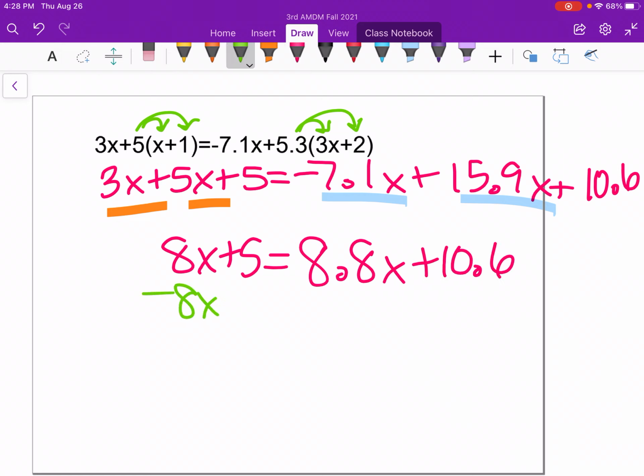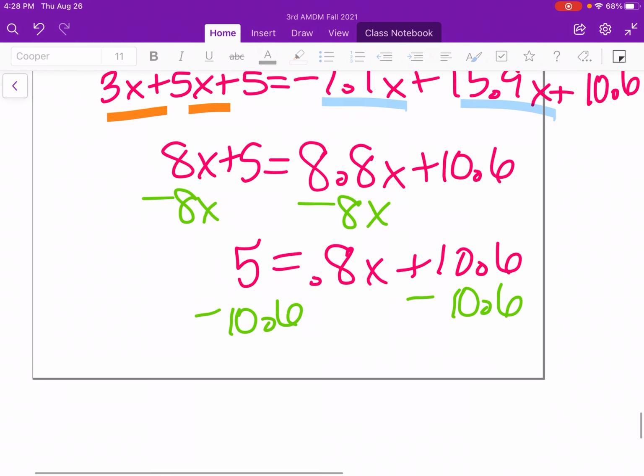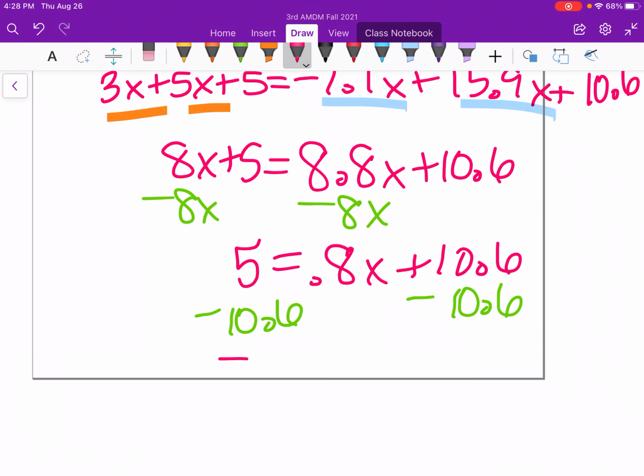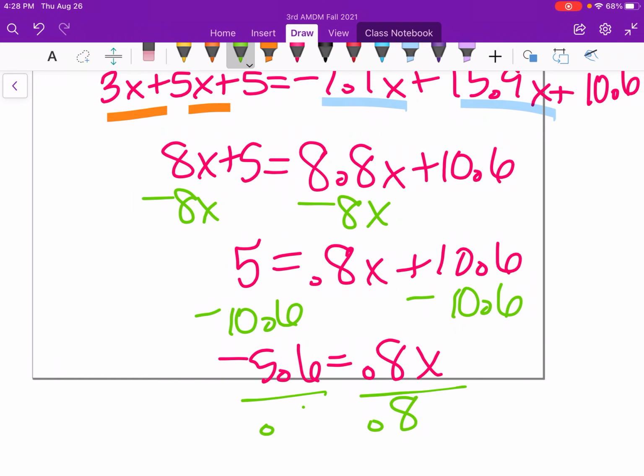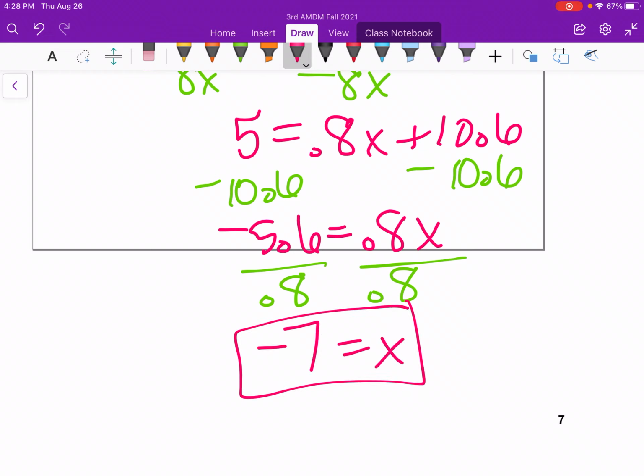I'm going to subtract 8x. So I have 5 equals 0.8x plus 10.6. Subtract 10.6, and I get negative 5.6 equals 0.8x, and negative 5.6 divided by 0.8 is actually 7. So this is negative 7 is x.